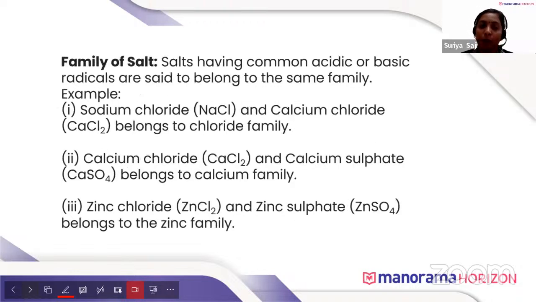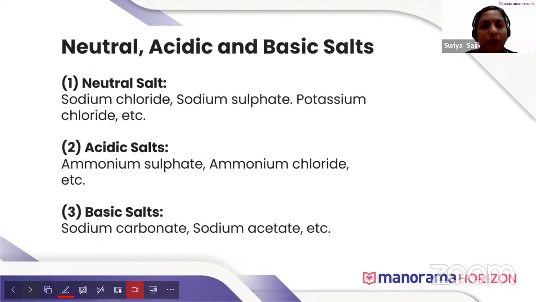Then we can have families of salts based on the components present in the salt. If sodium, calcium, and magnesium have chlorides, we can say chloride is a family: sodium chloride, calcium chloride, and magnesium chloride belong to the chloride family. Calcium chloride and calcium sulfate belong to the calcium family of salts. Zinc chloride, zinc sulfate, etc. come in the zinc family of salts. These are some classifications you need to keep in mind. Then we have neutral, acidic, and basic salts. We will see how they are formed.